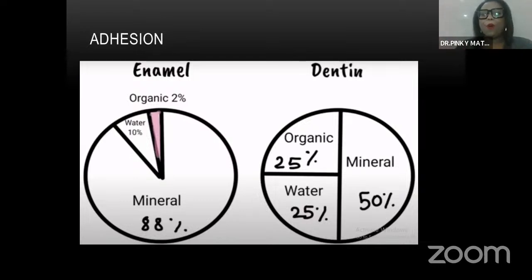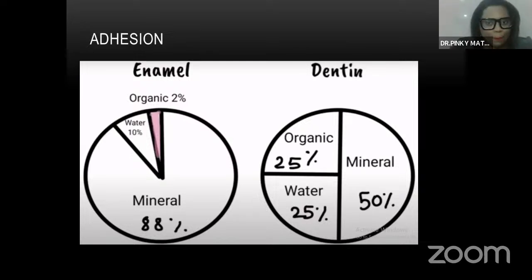So whenever I talk about bonding to a surface which does not have water content, I'm okay with it because nothing is going to come and dissolve my bond. But when I talk about a surface which has water in its structure or in its composition, I'm going to have a substance which is going to come and disturb my bond in and out.